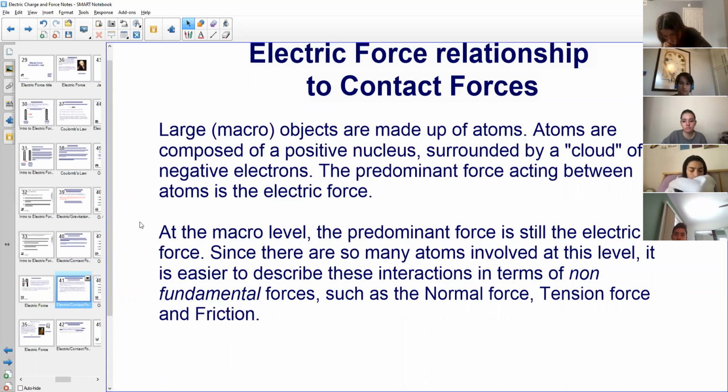Large macro objects are made up of atoms. Atoms are composed of a positive nucleus surrounded by a cloud of negative electrons. The predominant force acting between atoms is the electric force. At the macro level, the predominant force is still the electric force. Since there are so many atoms involved at this level, it's easier to describe these interactions in terms of non-fundamental forces, such as normal force, tension force, and friction.